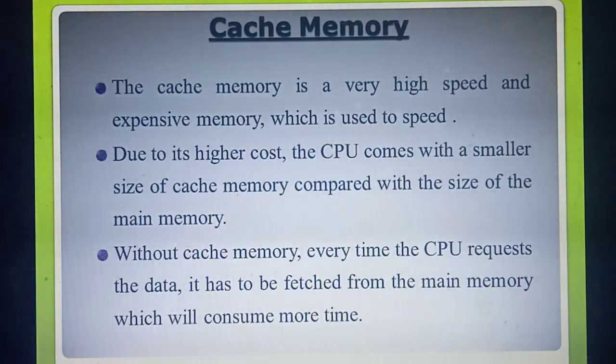Because of this higher cost, what does the CPU do? They are using a smaller size of cache memory. Compared to main memory, they are not using as much size; they are using a smaller size of cache memory. So what's the use of this cache memory?